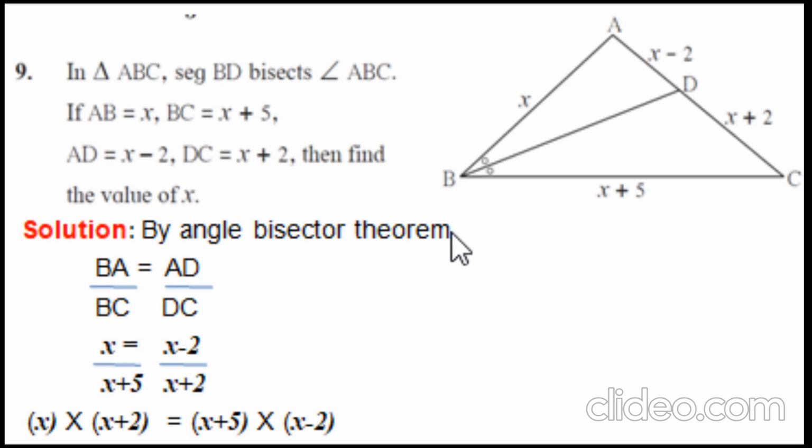Now, as there is an angle bisector, we are using angle bisector theorem. So by angle bisector theorem, BA upon BC is equal to AD upon DC. BA is X, BC is X plus 5, AD is X minus 2, DC is X plus 2. Then we cross multiply it, X into X plus 2, X plus 5 into X minus 2.